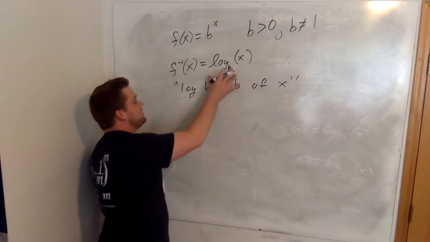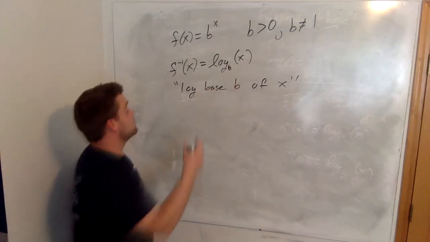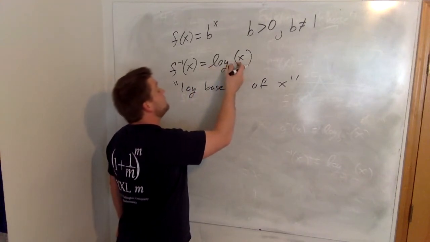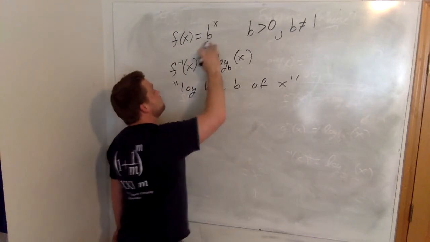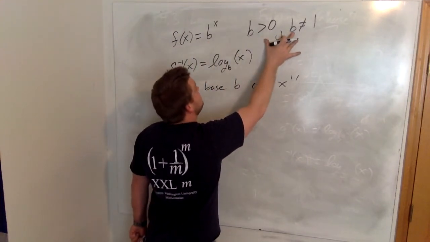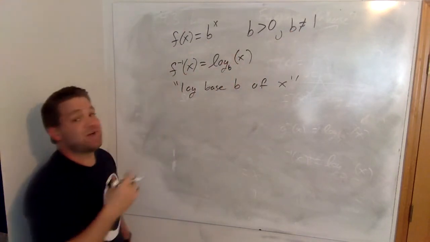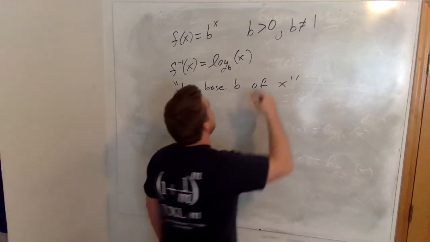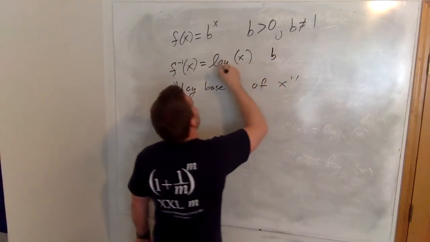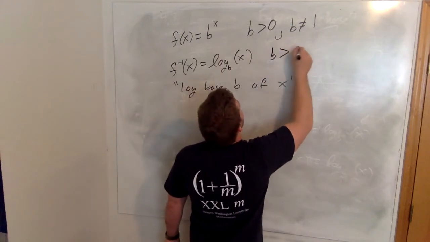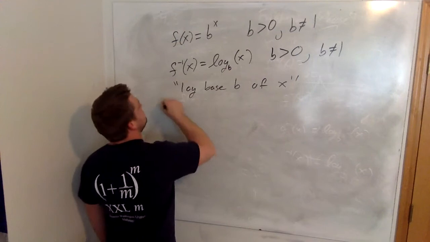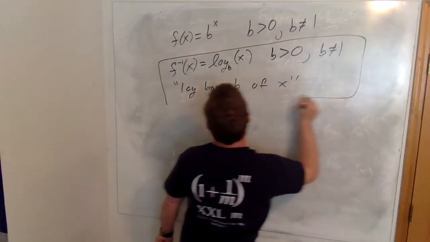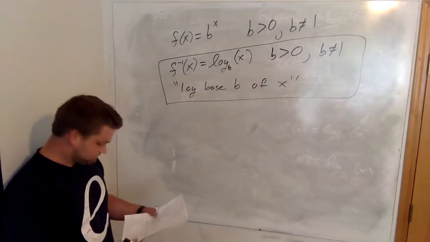So this is what we're denoting as the inverse, and since the log base b of x is defined to be the inverse of this exponential, and since this exponential function had conditions on the b, log base b of x also has those same conditions. We would also require for the base of a logarithm for b to be greater than 0 and for b to not be equal to 1. This is a logarithm function.